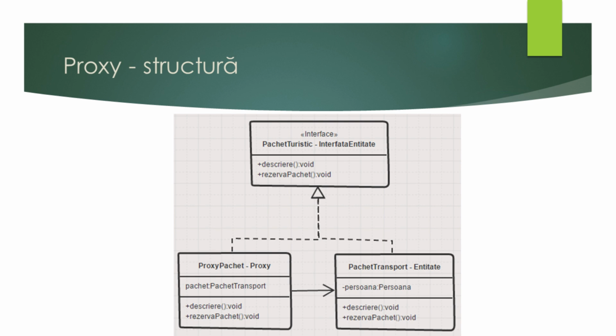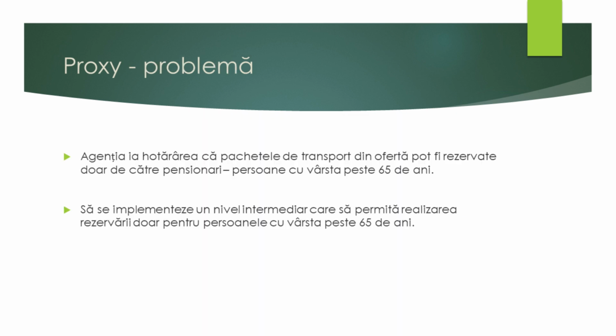Right. So the document has this fantastic example. I love it. It's about a travel agency that only wants to book these travel packages for pensioners. Oh, interesting. So people over 65. Right. So you, the eager traveler, go to book your trip. You're interacting with the proxy pachet at that point. And then the proxy checks your age. Makes sense. And only if you're over 65, it will actually allow the booking, the pachet transport, to go through. So it's like having an age verification step even before you can see the booking options. Right, exactly.